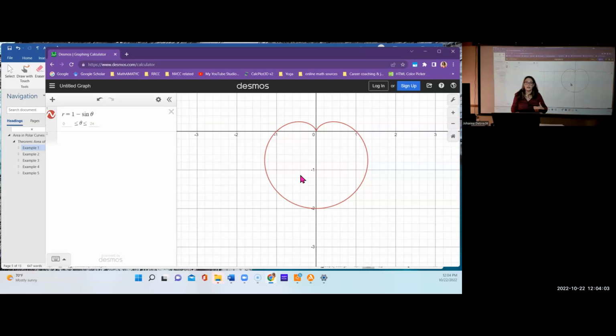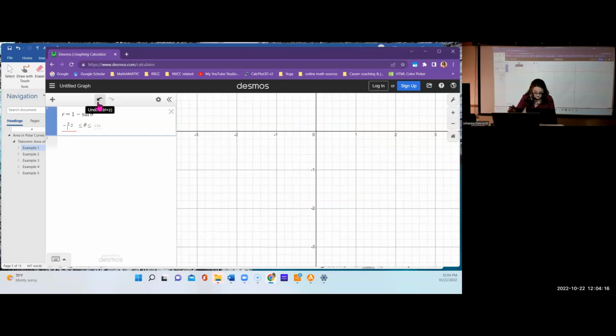I think that's what the values for alpha and beta should be. So I'm going to come up here and I'm going to put in negative pi divided by 2. Oops, somehow I got a point instead of a divided by, and I messed that up. Okay, and I want it to go to pi divided by 2. Right? And now I can see that it is graphing exactly the region I thought it was.